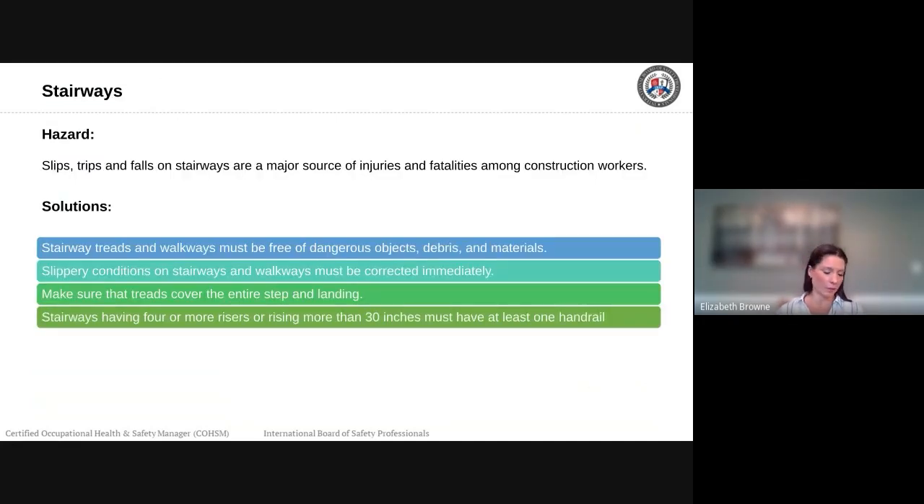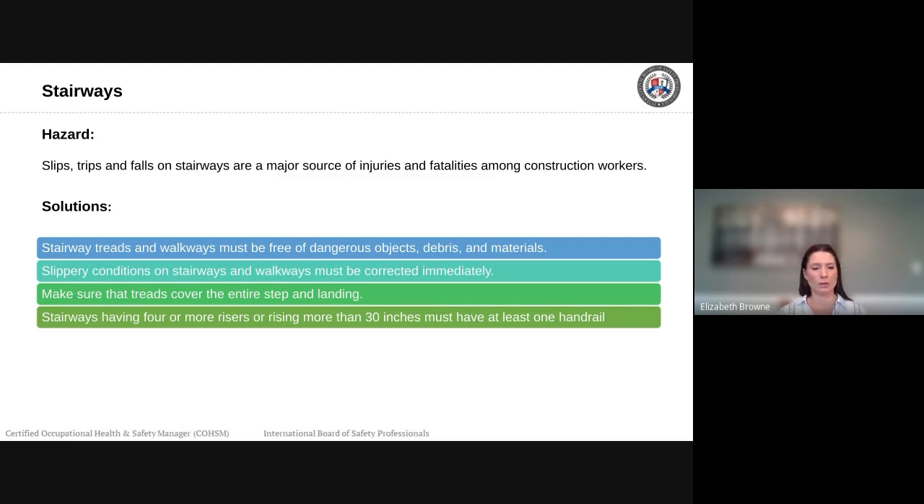Hazards specific to stairways: slips, trips, and falls actually are a major source of injuries among construction workers. And stairways are commonly used, but I think because of that, people kind of don't take them as seriously as hazards such as working at tall heights or from a ladder.